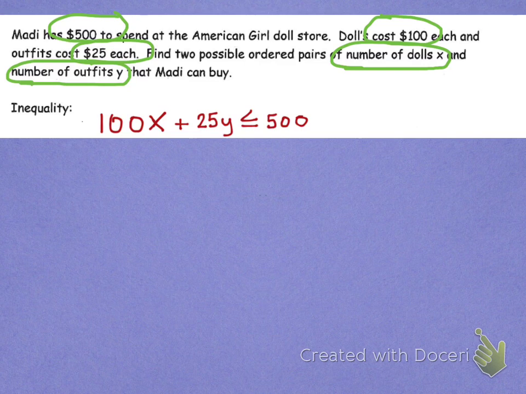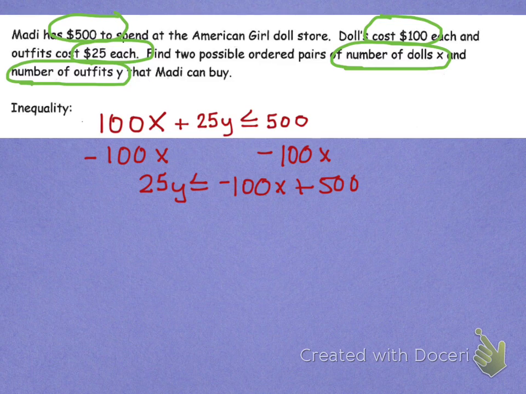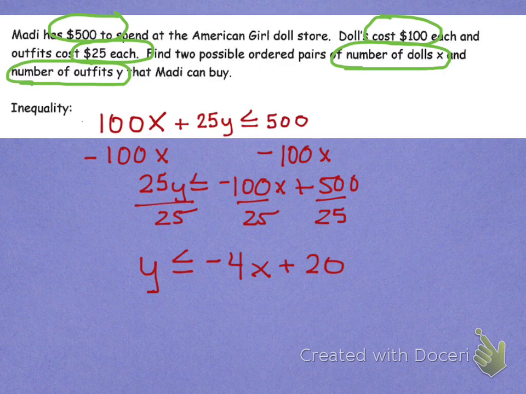But before we graph to get those ordered pairs for the inequality that would work, we need to change that into slope-intercept form in order to graph it. So we want to solve for Y. To solve for Y, we should subtract 100x from both sides. And then to get the Y by itself, we're dividing everything by 25. When we solve that inequality, we will get Y is less than or equal to negative 4x plus 20. And this is the inequality we want to graph.